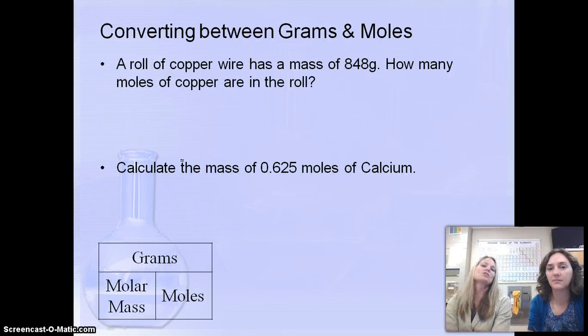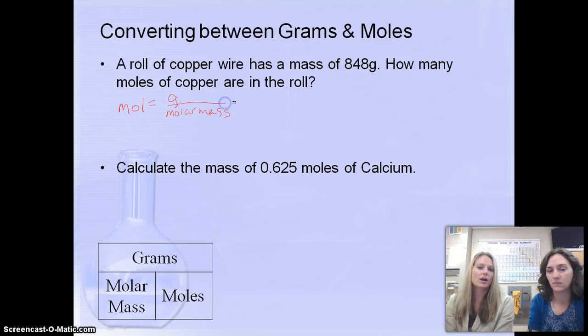So let's use our next triangle. Still on your cheat sheet, front side, bottom corner. We've got grams, molar mass, and moles. Grams is on the top. Molar mass is in your bottom corner, so you will always know that because you're getting that from your periodic table. And your moles. So our very first one up here says a roll of copper wire has a mass of 848 grams. How many moles of copper are in the roll?